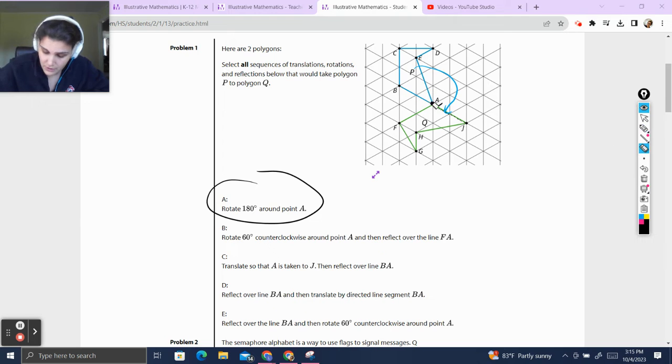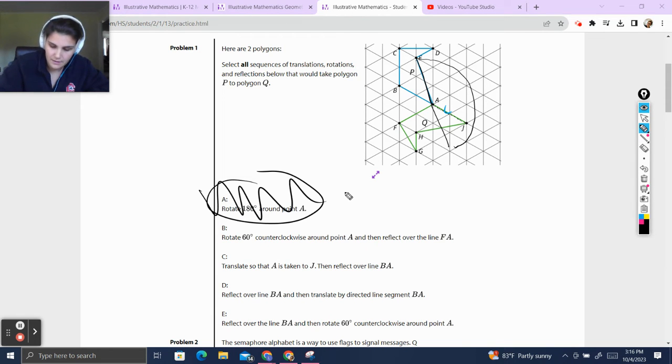Now, I'm just going to double check by looking at a different point. If I'm rotating line EA 180 degrees around point A, it's going to go all the way around and end up over here somewhere, which tells me maybe I'm not correct. So it's good that I checked my second point. I need to cross out A as an answer. So it is not A. Let's cross it out and go on to answer B.